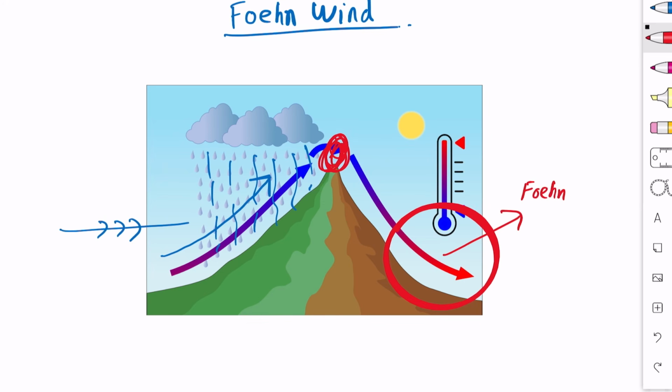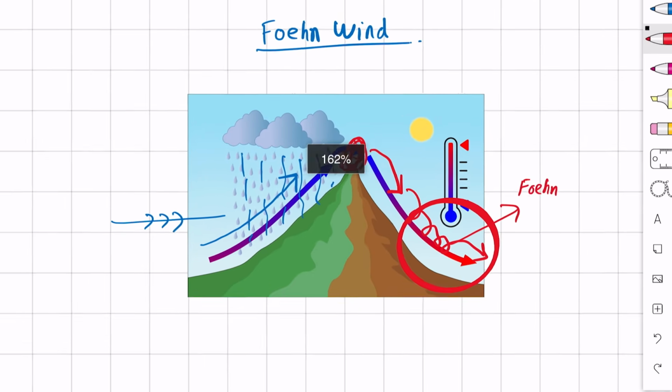And if the dry air is stable, it will come down on the leeward side of the mountain like this. We know that stable air comes down, and when the air comes down, its temperature will increase, because when you go up the temperature decreases, and when you come down it increases. So now this is dry and warm air on the leeward side of the mountain, and this dry and warm air is known as the Foehn wind. And this wind is very turbulent because of the friction it encounters when coming down. This friction gives a lot of turbulence.